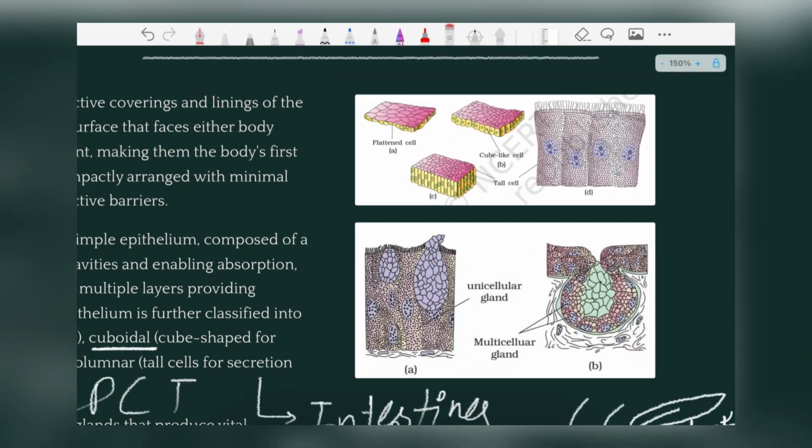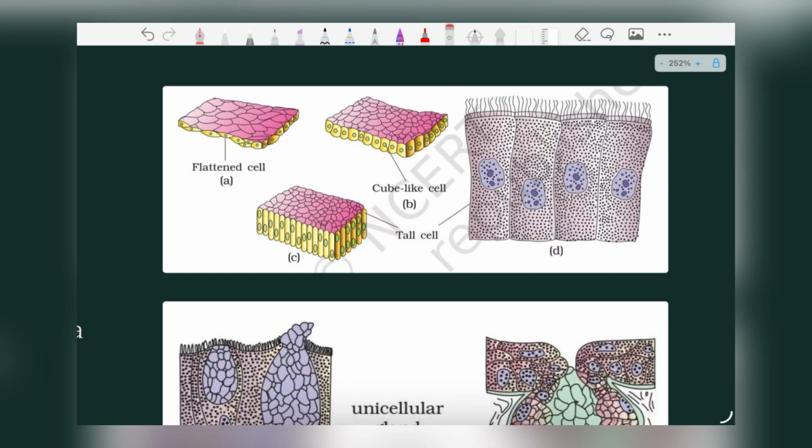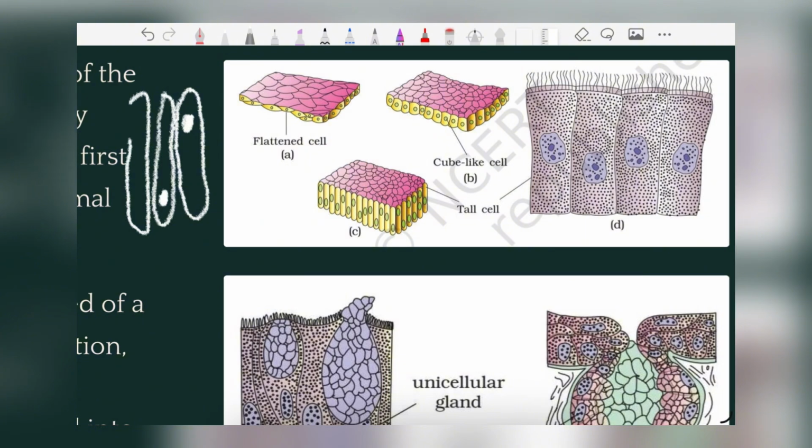As you can see from here, this is a flattened cell of epithelium, simple epithelium. This is a cube-like cell, this is columnar, and these are the little cilia present over the columnar cells. As you can see, in columnar cells, the nucleus is mostly present at the ends. If this is a columnar cell, they are present here at the ends, as you can see over here.